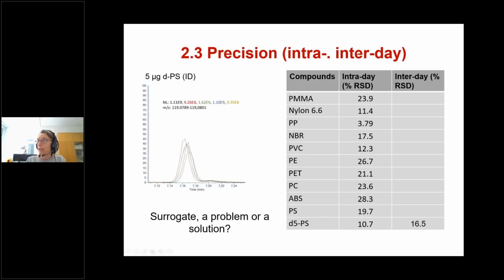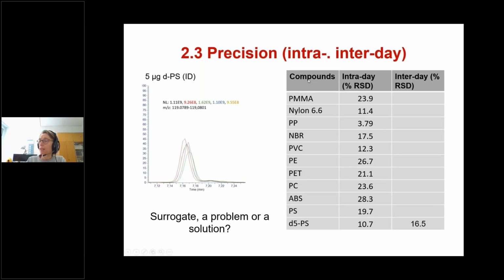When we go to the precision, intra and interday precision, this is a standard. This is a chromatogram corresponding to 5 micrograms of deuterated polystyrene. And we see that the response varies along the different injections. This variation between days is 16%, and within the same day it's 10%. So in reality, this is quite a lot for an MS, where we would ideally like to have a precision lower than 10%.